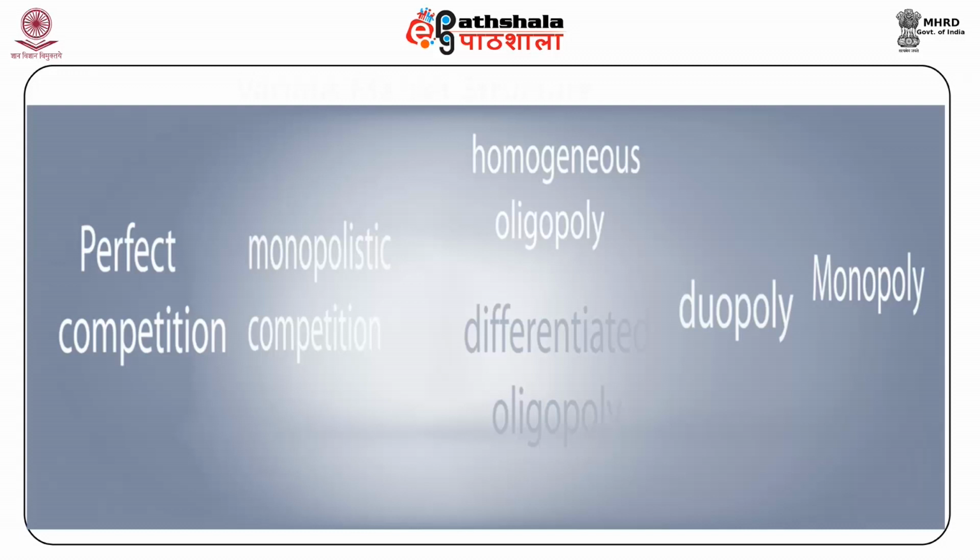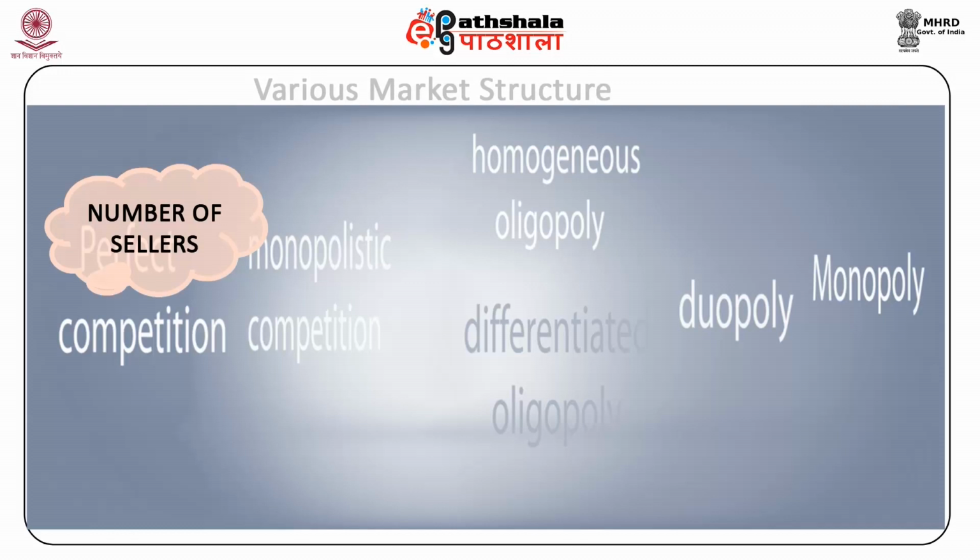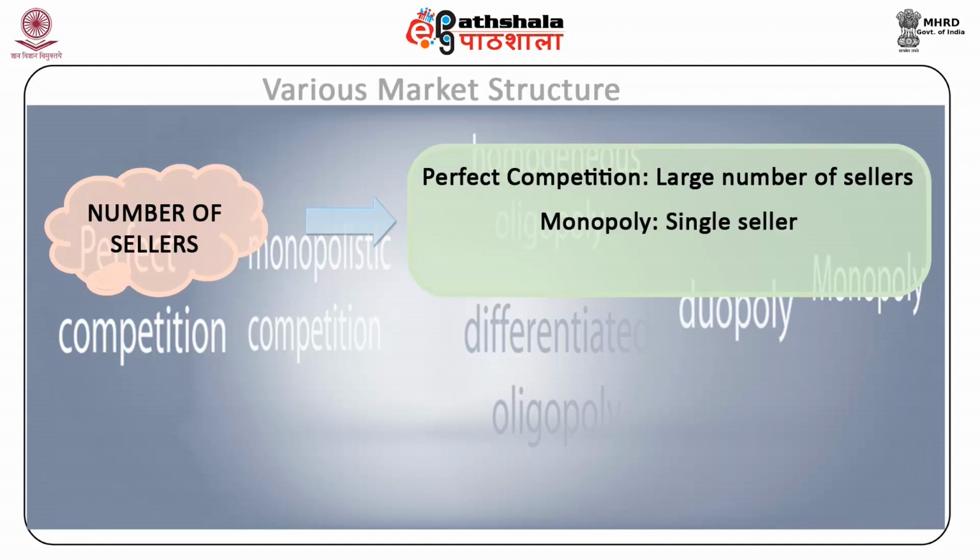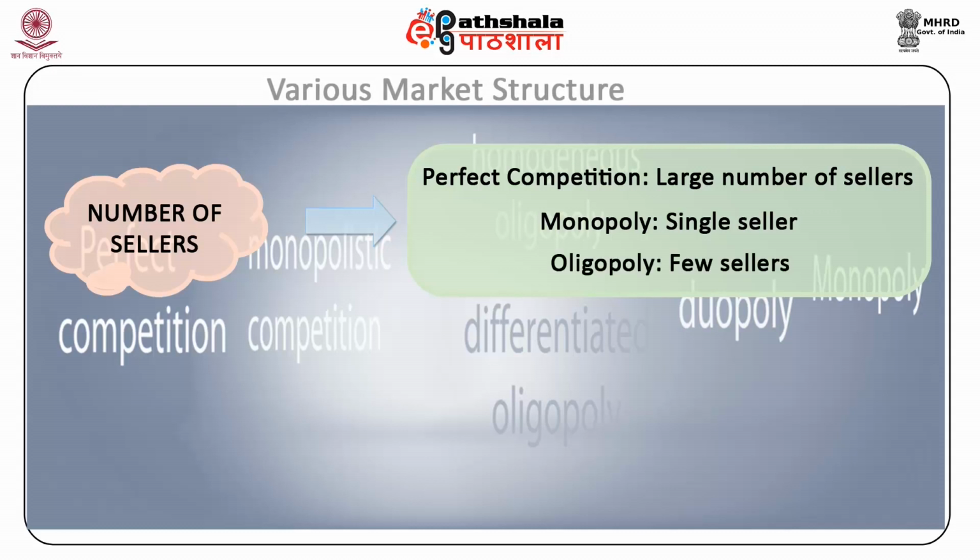Now, we will compare various market structures. Market structure refers to the nature and degree of competition in the market for various goods. The determinants of market structure for a particular good can be classified as follows. First determinant is number of sellers. Market structure varies depending on the number of sellers in the market. It varies from a large number of sellers in perfect competition to a single seller in pure monopoly and to a few sellers in oligopoly.